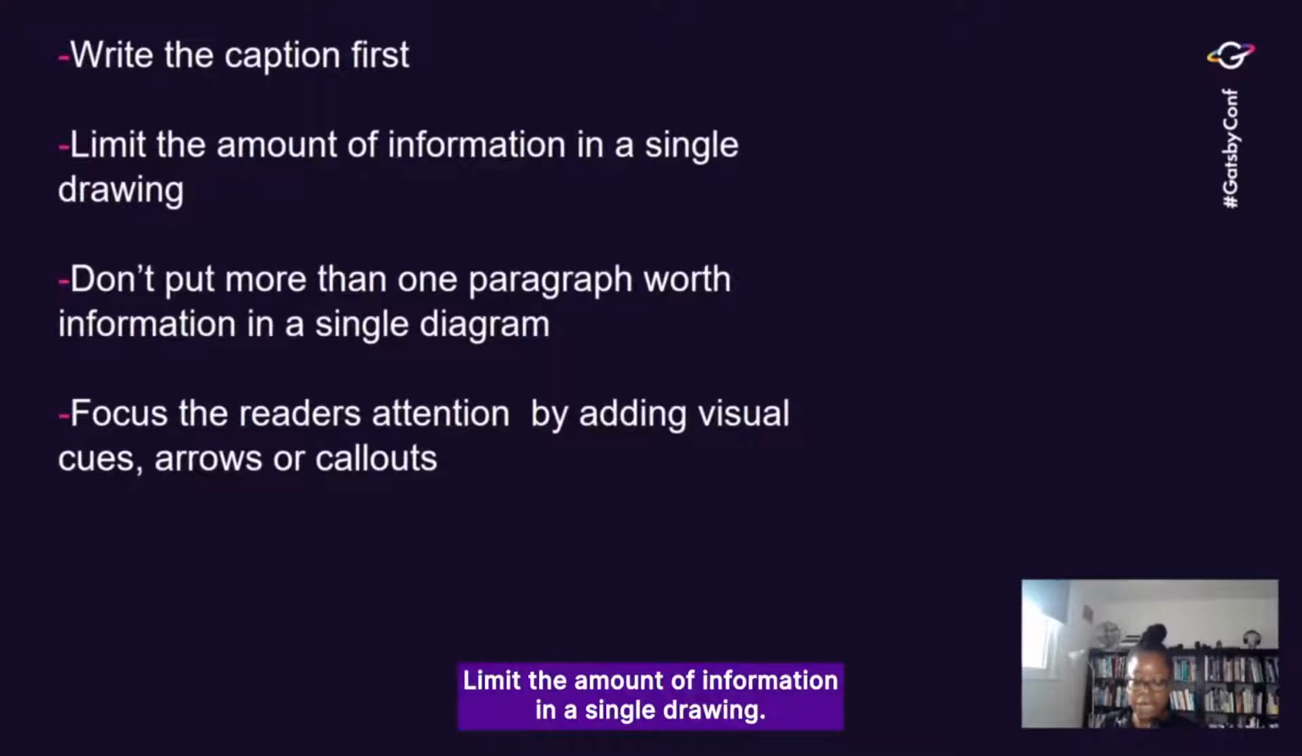Limit the amount of information in a single drawing. As a rule of thumb, don't put more than one paragraph worth of information in a single diagram. Focus the reader's attention also by adding visual cues, such as arrows or callouts.